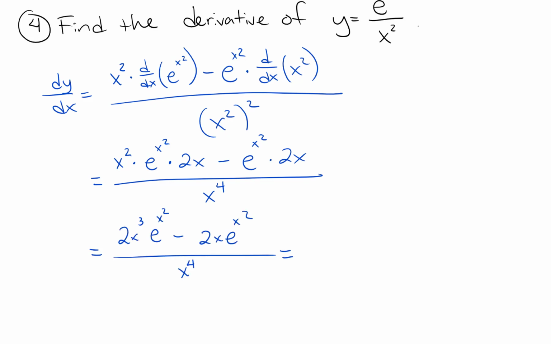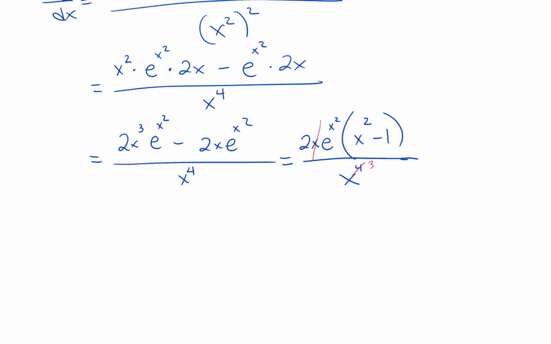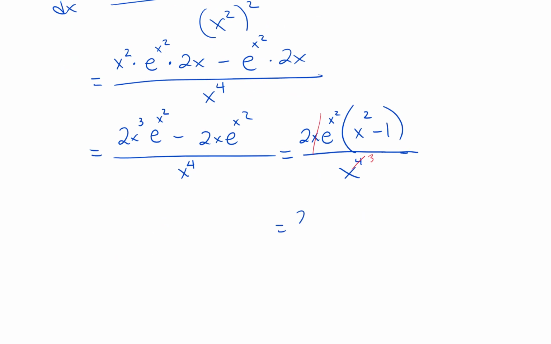Now there is some factoring I could do here. There's also some simplifying I could do here. So my numerator, both terms have a 2, an x, and an e to the x squared in common, leaving me with an x squared minus 1, all over x to the 4th. And then I can make one of those x's go away and write my final answer as 2e to the x squared times x squared minus 1, all over x cubed.